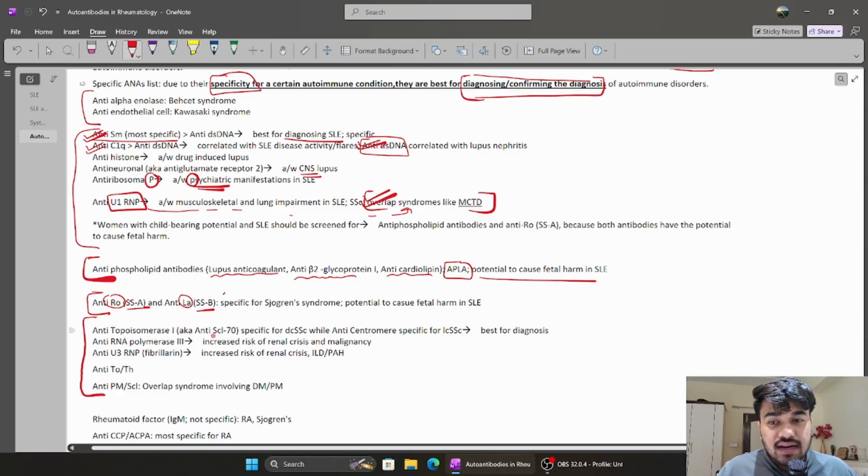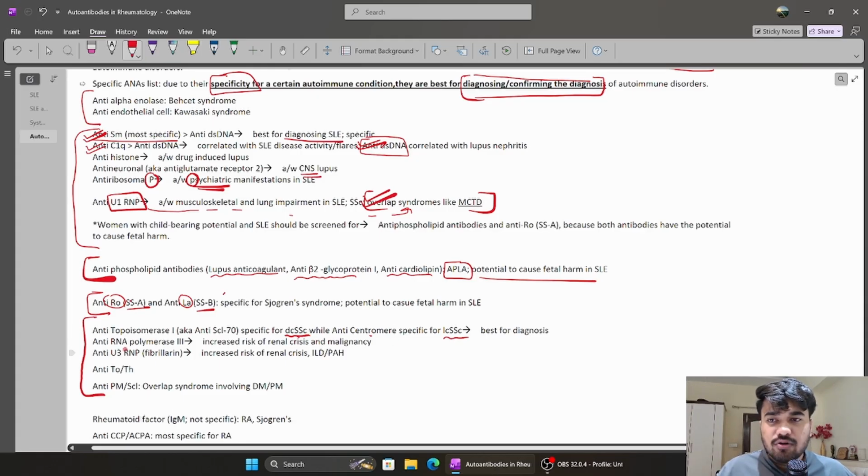Anti-topoisomerase 1, also known as anti-Scl70, is specific for diffuse cutaneous variant of SSc, while anti-centromere is specific for limited cutaneous variant of SSc, right? So both these are specific and hence best for diagnosing systemic sclerosis. Just remember which is which. Topoisomerase for diffuse cutaneous, centromere for limited cutaneous.